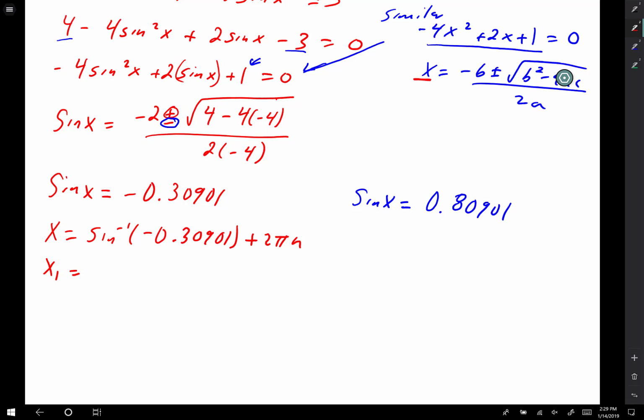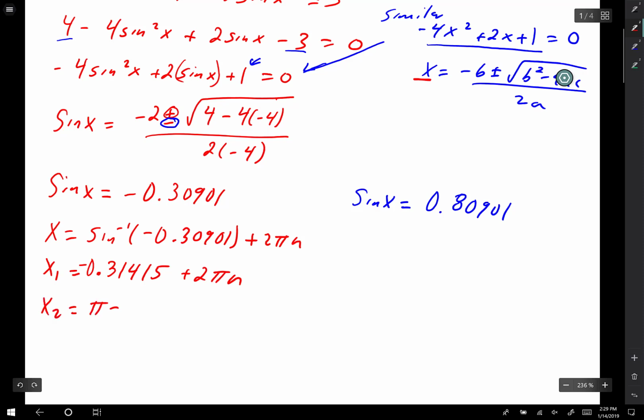Negative 0.309 and so on. Here we go. I get negative 0.31415 plus 2 pi n. That's x1. And don't forget x2: pi minus arcsine of that same number. I guess you can write pi minus 0.31415, same deal.